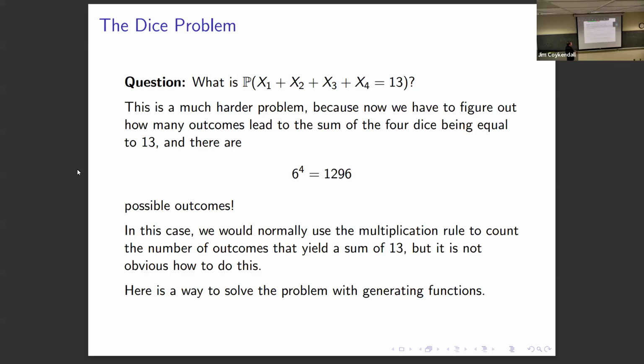So it turns out, though, that you can use generating functions. How would you go about using generating functions to solve something like this? Am I going too fast? No? All right.